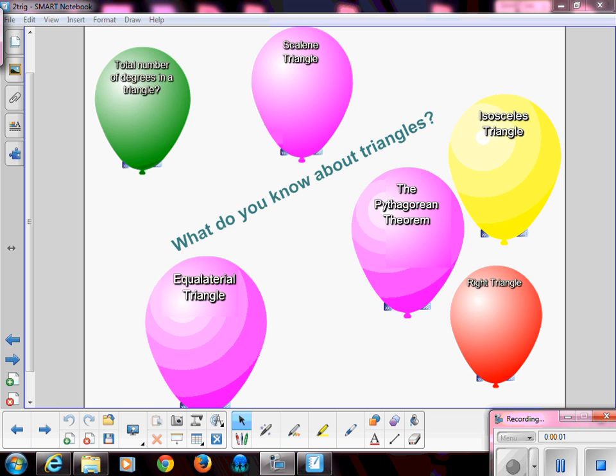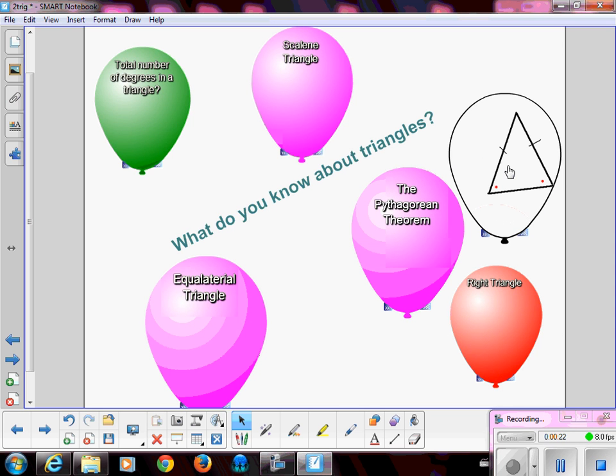So we're going to do something a little bit different instead of starting right into the notes. First of all, what do we know about triangles? You've been studying triangles for quite a while, especially in high school, but you even did in elementary school. So if I look at these balloons for a second, one of the questions when we were working with the Pythagorean theorem was an isosceles triangle.